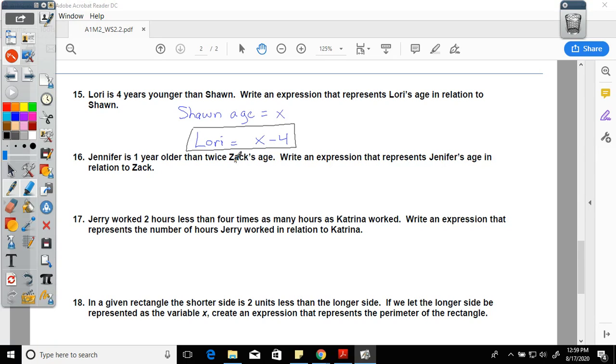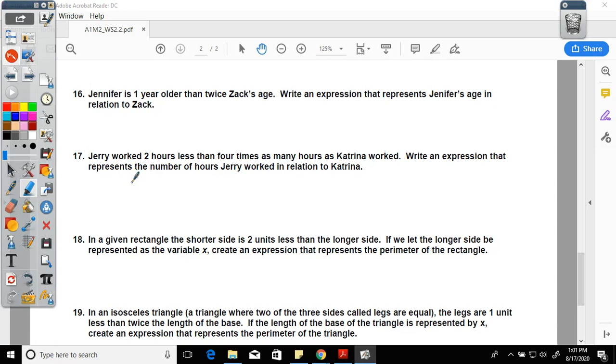All right, number 17, Jerry worked 2 hours less than 4 times as many hours as Katrina worked. Write an expression that represents the number of hours Jerry worked in relation to Katrina. All right, so let's talk about this one. We have Katrina. We don't know how many hours she worked, so we'll just put x hours.